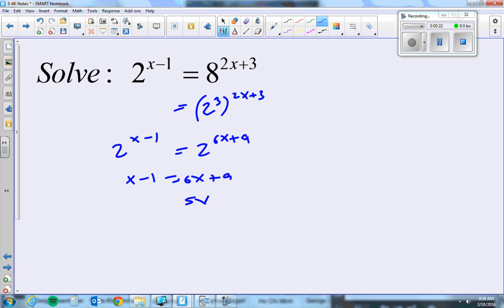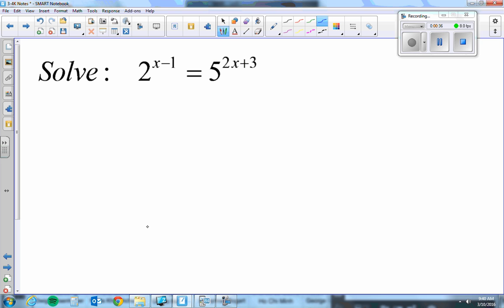Subtract x, you get 5x. Subtract 9 from both sides, you get negative 10. So x turns out to be negative 2, and you're done. That's the easy kind of problem. You go back to the previous example, you can't do that. 5 is not a power of 2.